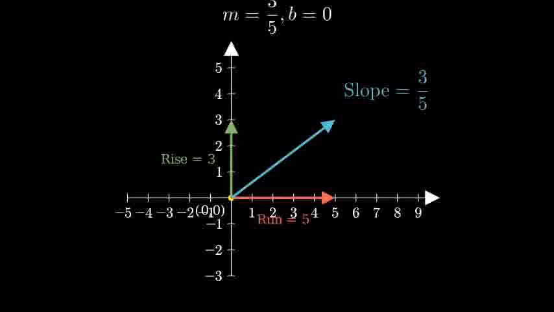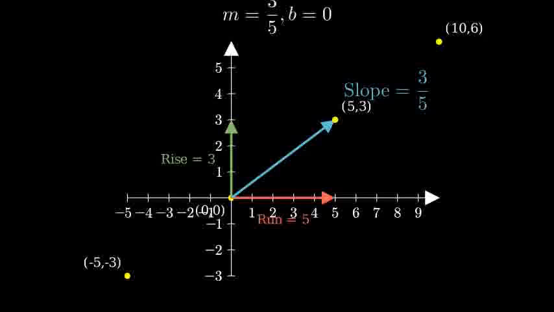Let's plot some points using the slope, starting from the origin. Going right 5 and up 3 gives us the point 5, 3. We can do this again from that point to get 10, 6. Going in the opposite direction from the origin, left 5 and down 3 gives us the point -5, -3.